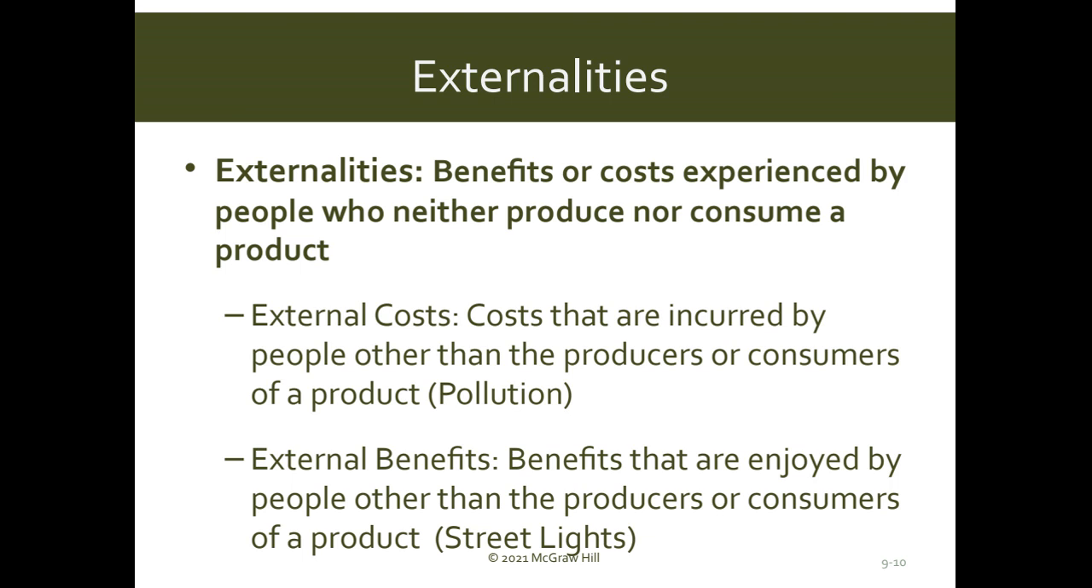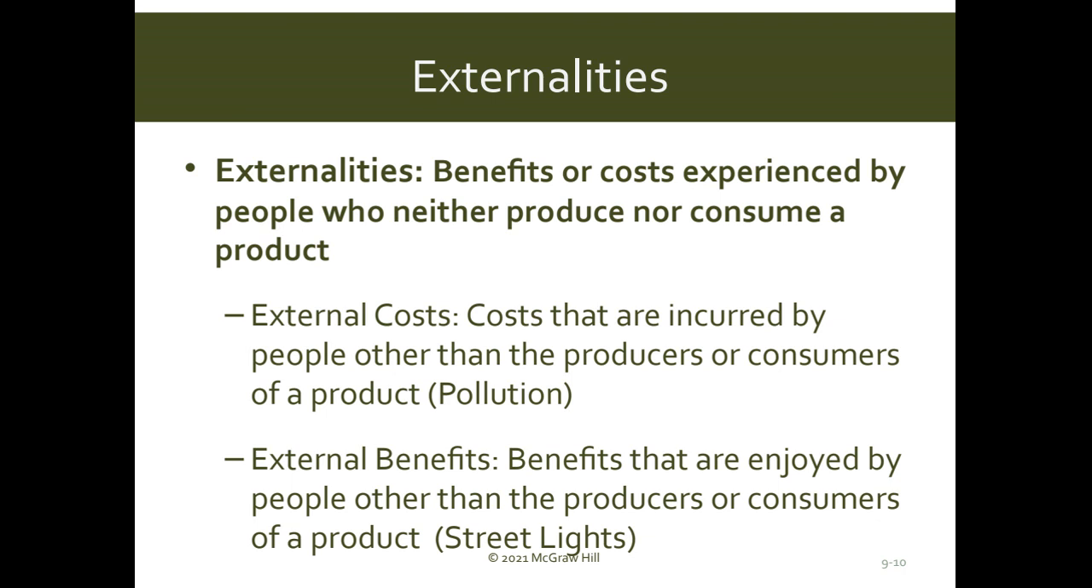So this is an example of costs that are incurred by people other than the producers or consumers of a product. For example, pollution. What are external benefits? That is positive externalities, benefits that are enjoyed by people other than the producers or consumers of a product. For example, street lights. So these are the two products, with positive and negative externalities.